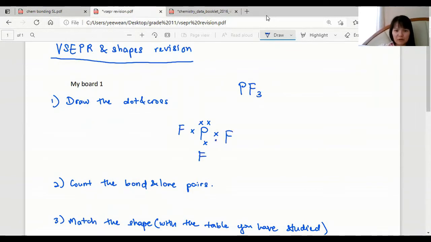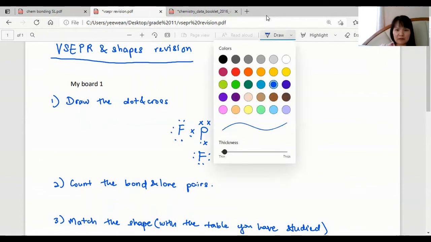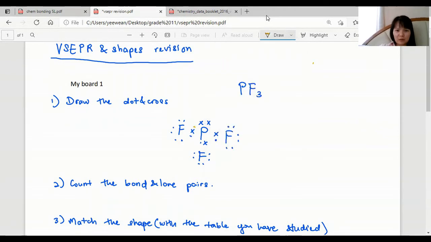So they're going to bond here. Each fluorine has 7 outermost electrons. And then you count the bond pairs and lone pairs. So in this case, there is 1 bond pair, 2 bond pairs, 3 bonded pairs. So 3 bonded pairs of electrons and 1 lone pair.